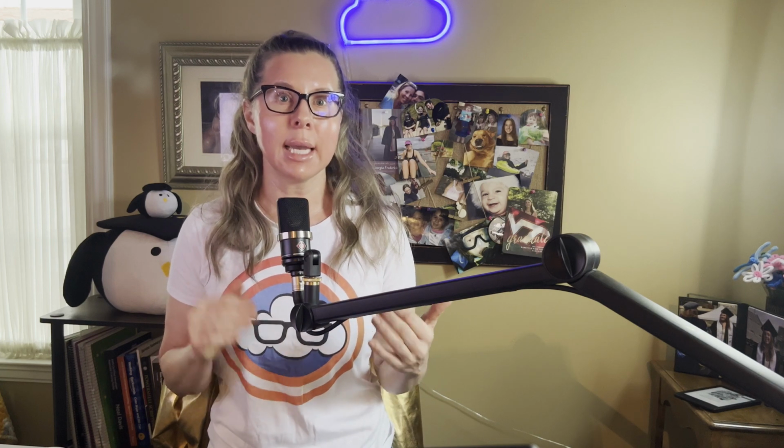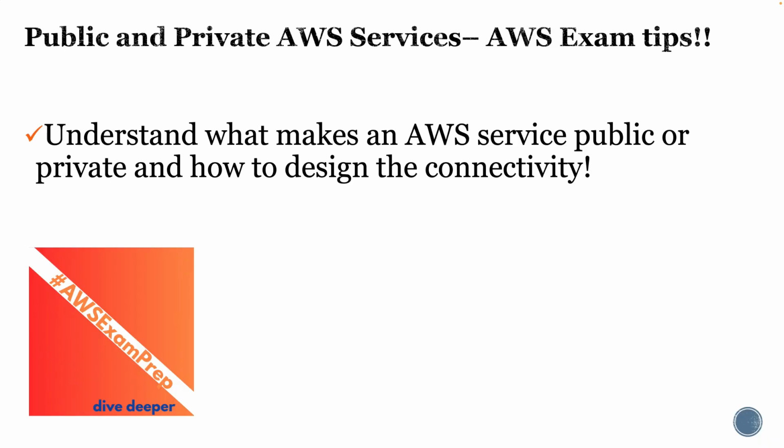As we go through this series, we will be discussing AWS services and whether they are private or public. This is an important fundamental because you may see some exam questions asking how to give a user or customer access to a specific AWS service. If you understand what makes a service a public AWS service or a private AWS service, you will understand also how to design that connectivity. And then you'll be able to confidently answer any questions that you see on your exam.